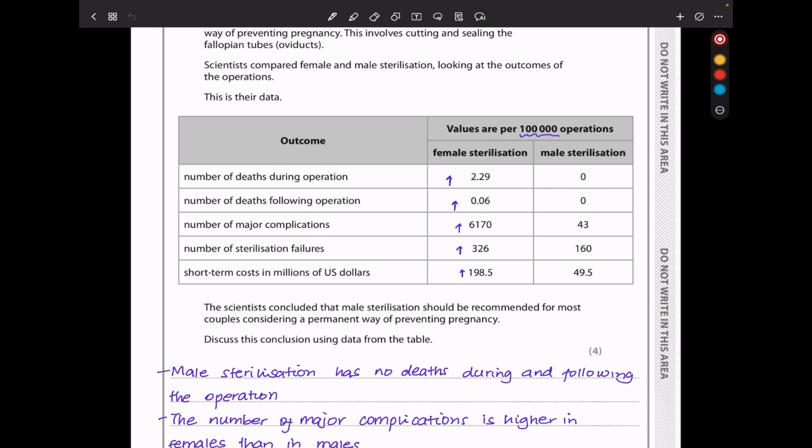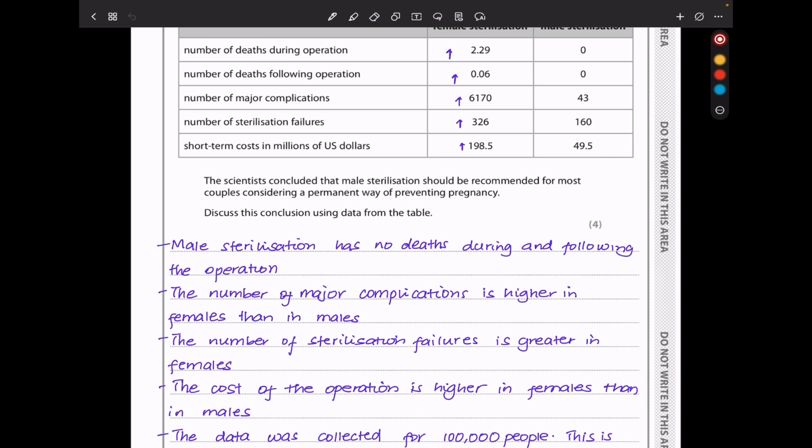The number of major complications is higher in females in comparison to males. The number of sterilization failures is higher in females, and the short-term costs in millions of US dollars are higher, so it's more expensive in females in comparison to males. The scientists concluded that male sterilization should be recommended for most couples considering a permanent way of preventing pregnancy. Discuss this conclusion using data from the table.